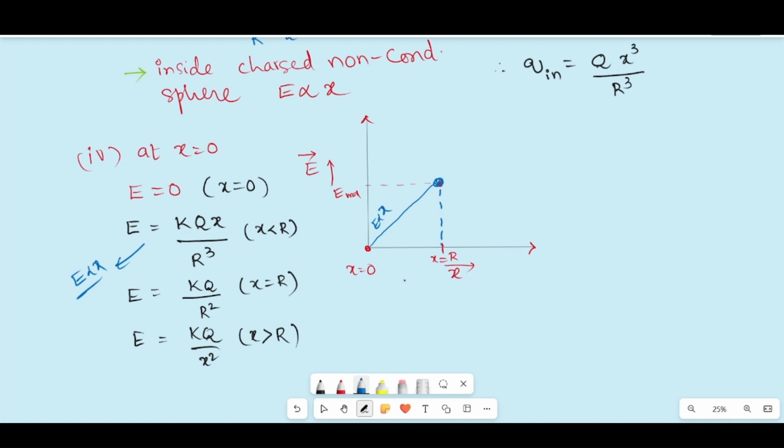Once the sphere surface is crossed, that is greater than the radius of the sphere, then it is inversely proportional to x square. So this is how the electric field strength varies along the axis of a non-conducting sphere.